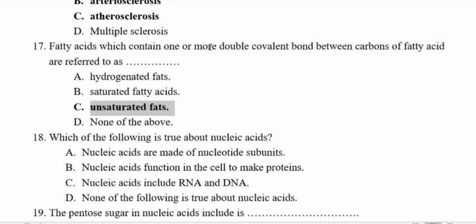When there's one or more double covalent bonds found between carbons of fatty acids, then the fatty acid would be unsaturated, and it is preferable. It is something that may be healthier than the saturated ones. In actual fact, hydrogenated fats are also saturated fatty acids. So in the industry, if we have fatty acids that are not saturated, we can subject them to a process called hydrogenation, and then they will become hydrogenated fat.